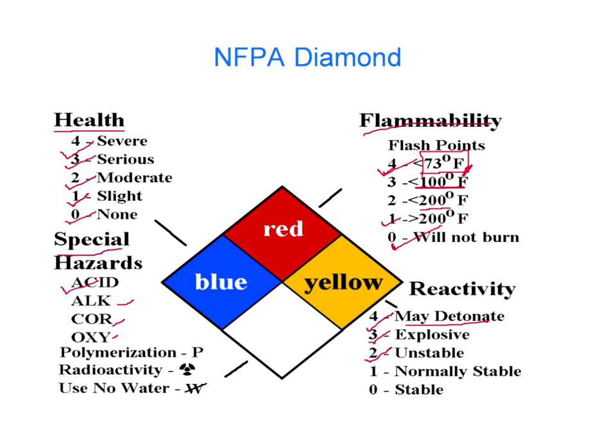Number 3 is up to 100 degrees, it is okay. Number 2 is up to 200 degrees. That means number 4 is more dangerous. Number 1 is very less dangerous. Number 0, it will not burn. But still, a chemical is a chemical, okay?